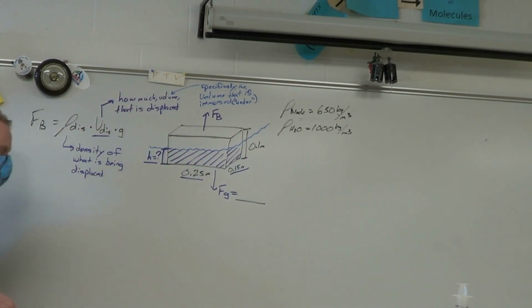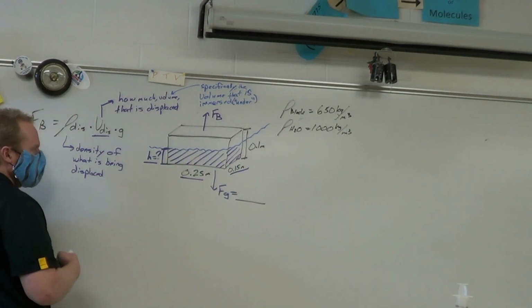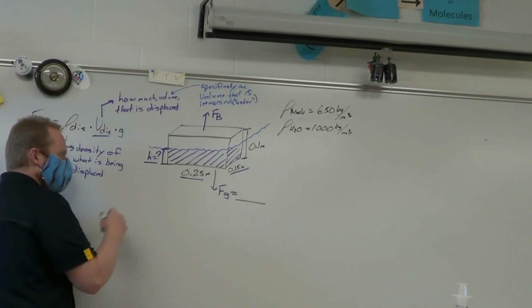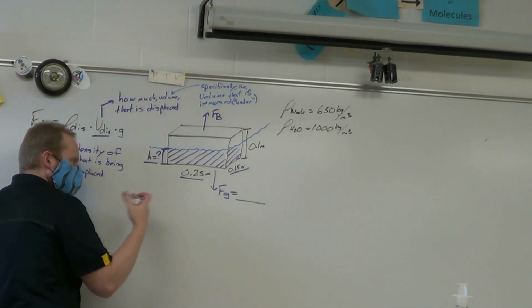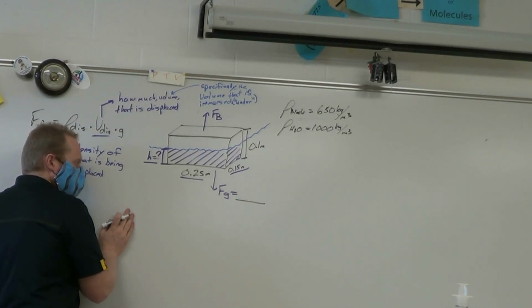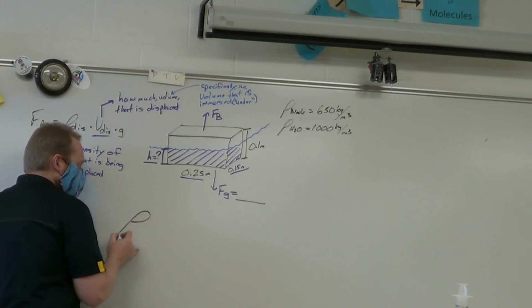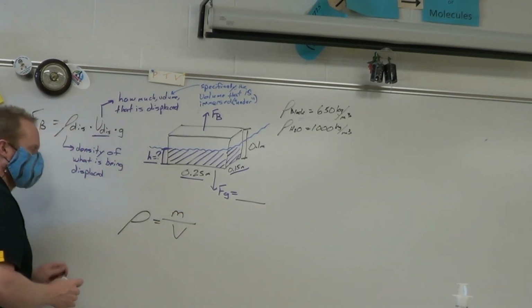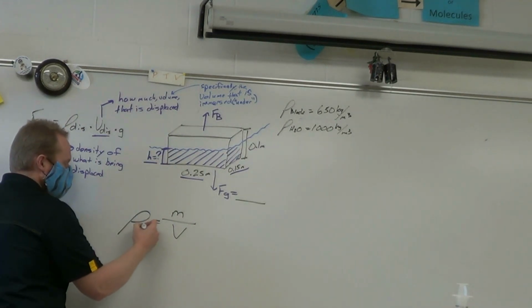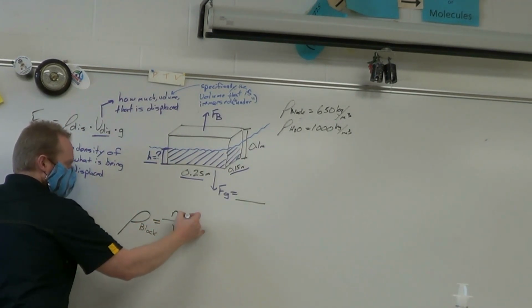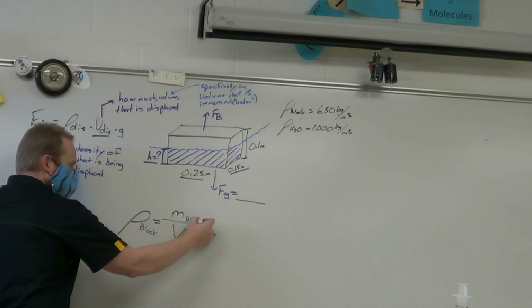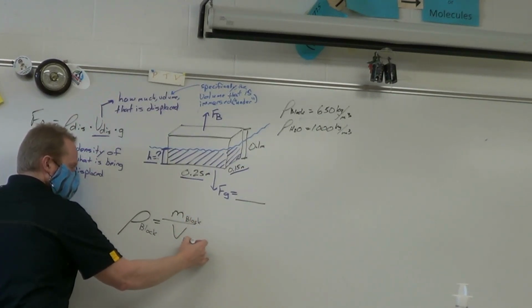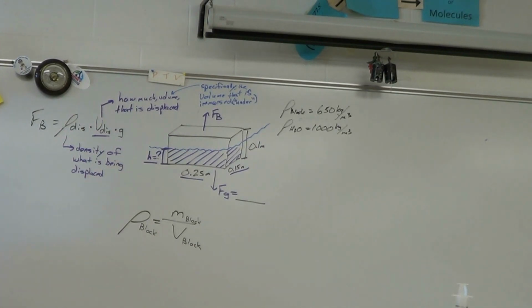So F of g is m times g. But I'm not nice enough to say it's a 5 kilogram block or a 10 kilogram block. I just said it's got a density of 650 kilograms per cubic meter. Our density equation is density equals mass divided by volume. So if I'm talking about the density of the block, this would be the mass of the block divided by the volume of our block. And if we know any two of those numbers, we can solve for the third.